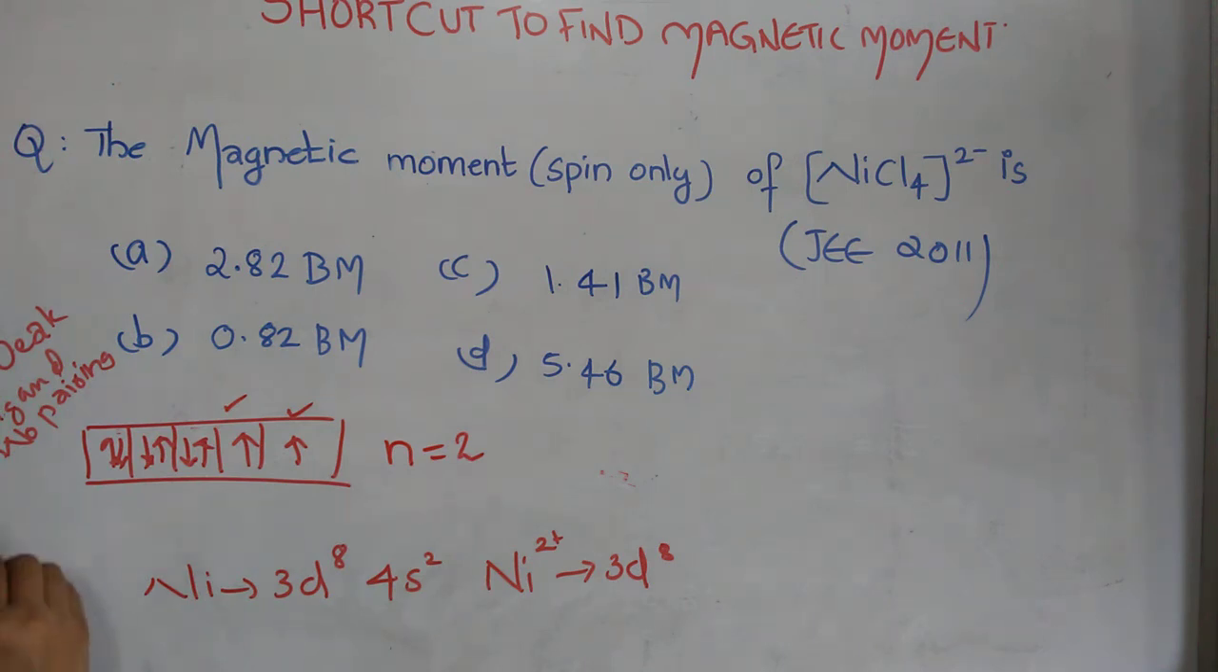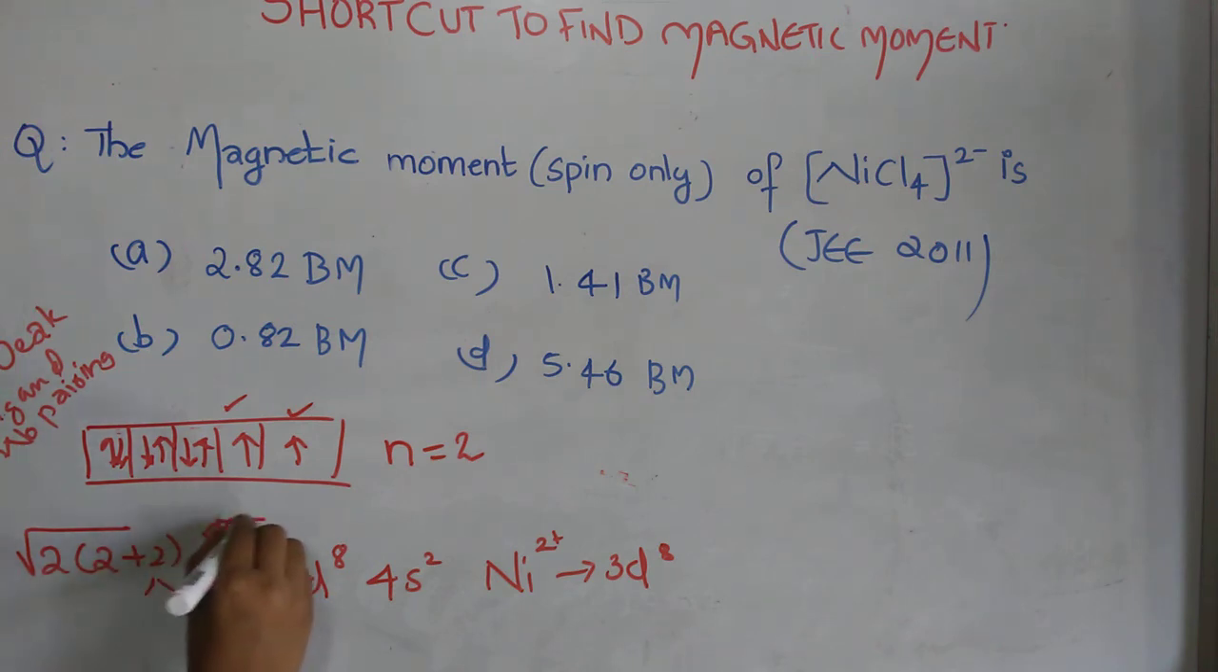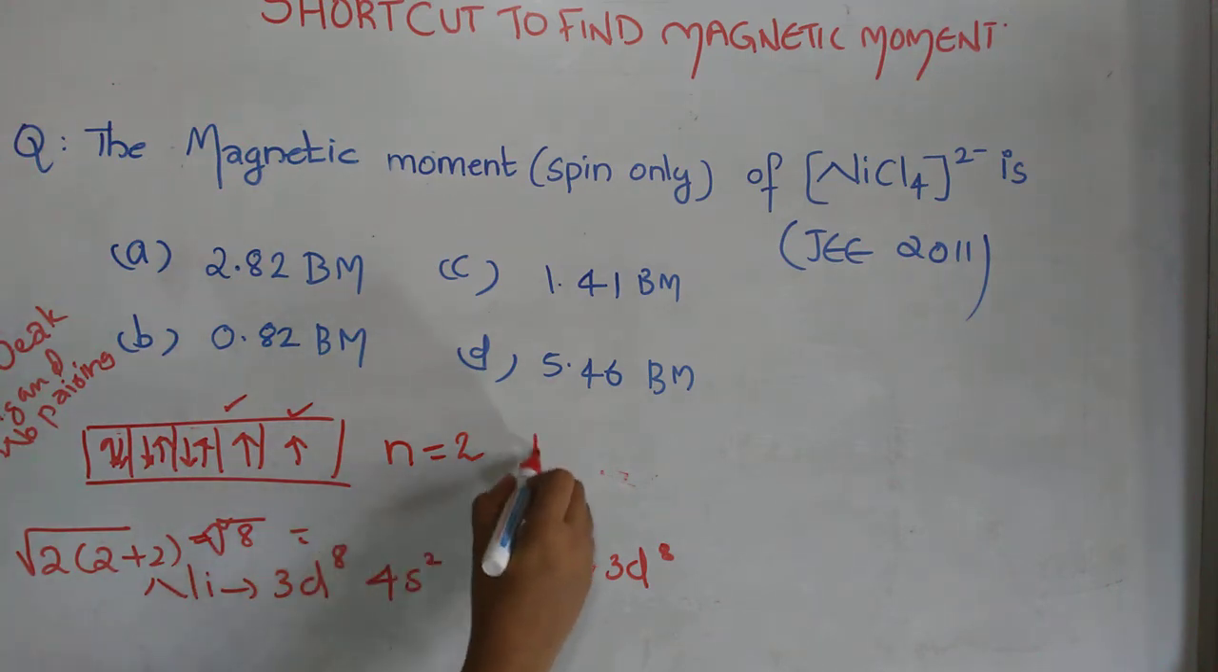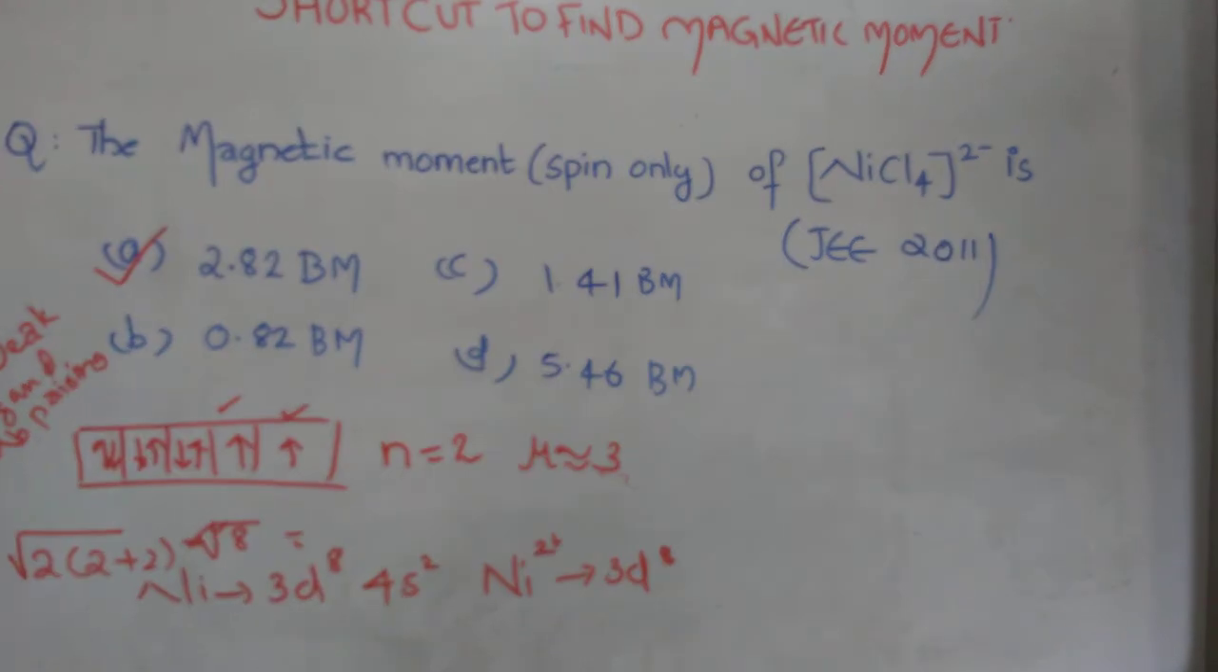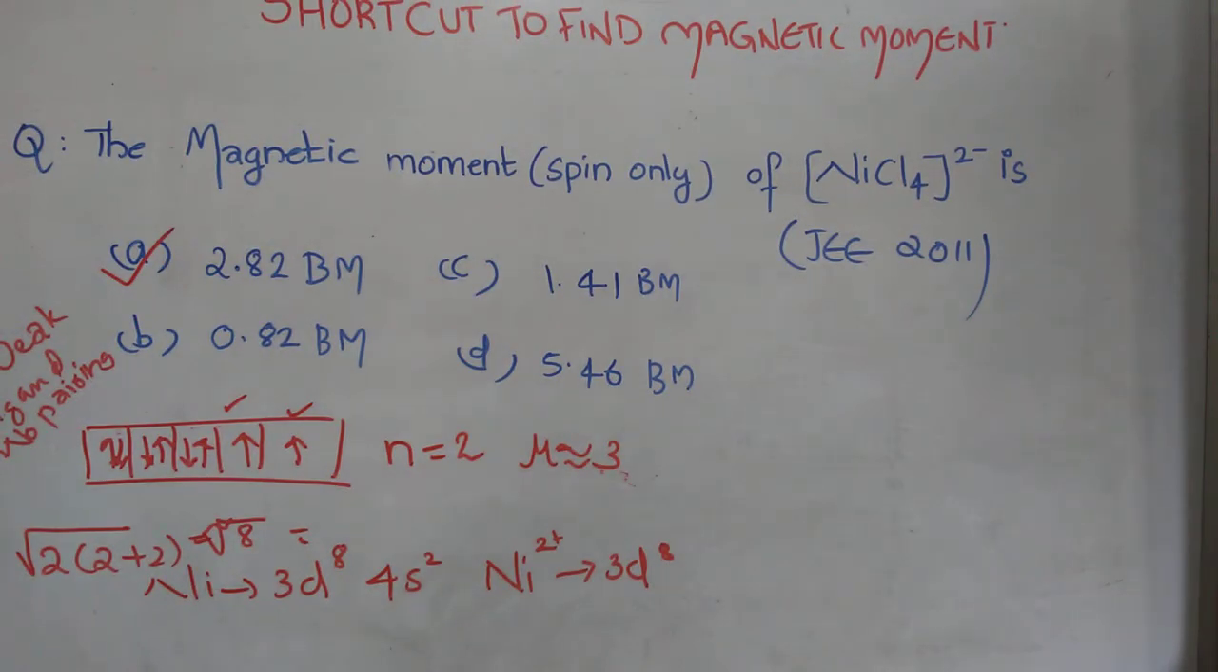Now our usual step will be writing root of 2 into 2 plus 2, then finding root 8 and then writing the answer. But what we have already studied, if n is equal to 2, mu will be approximately equal to 3. So what is the option that is closest to 3 in here? That is A, 2.82. Now if you calculate root 8, that answer also will be approximately equal to 2.82. So without calculating, by finding just the number of unpaired electrons, we are able to calculate the magnetic moment.